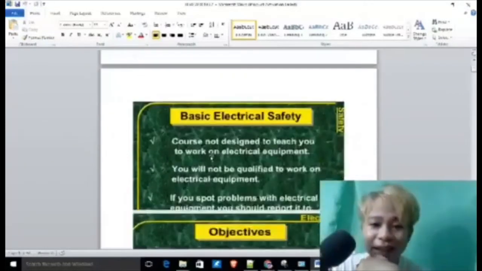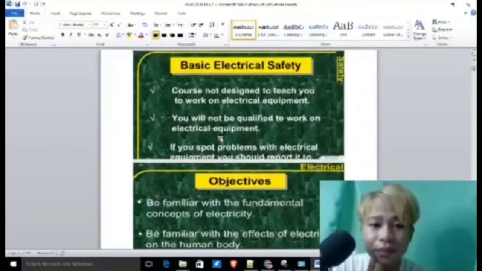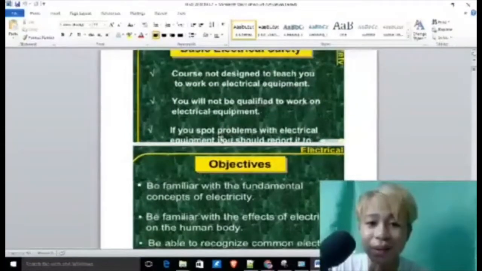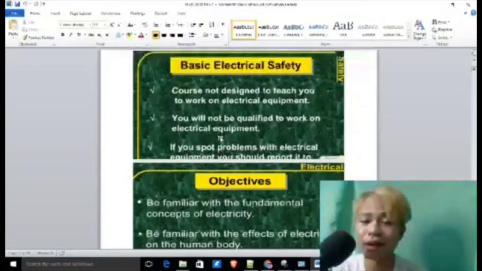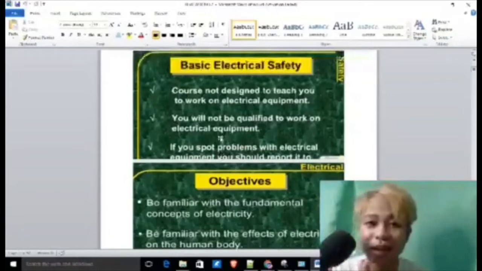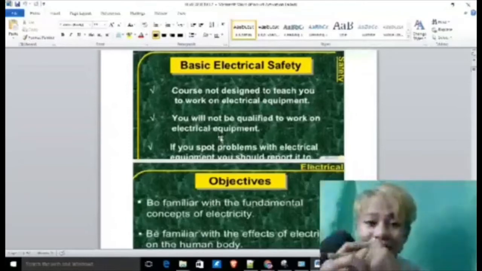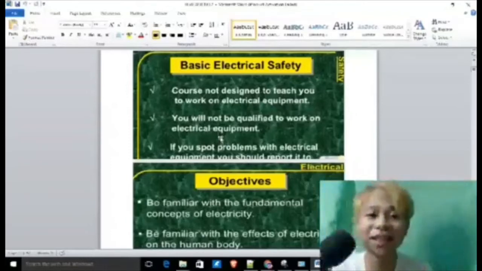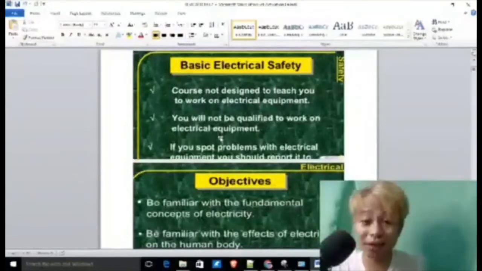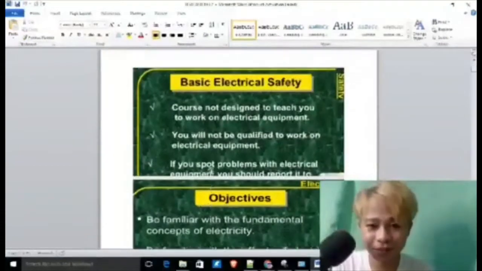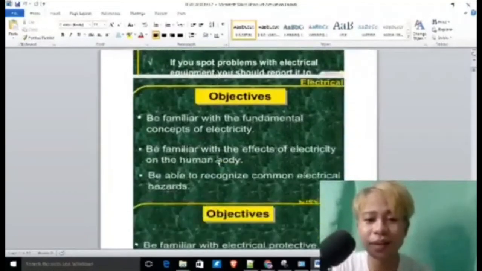So here in the basic electrical safety, it was really nice because this subject is not only intended just to learn how to make innovative technological devices or something like that. There is also electrical safety to be observed before performing any activity related to computer electronics. So it was nice to read all of this.